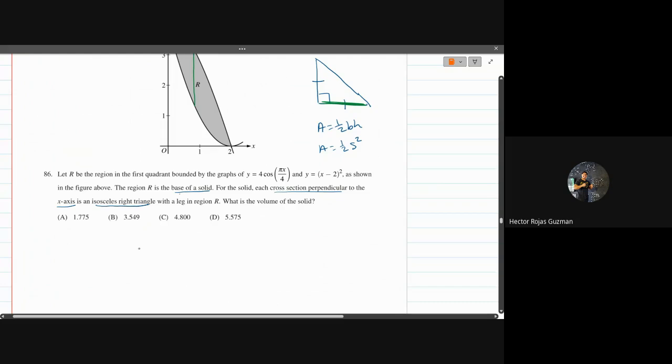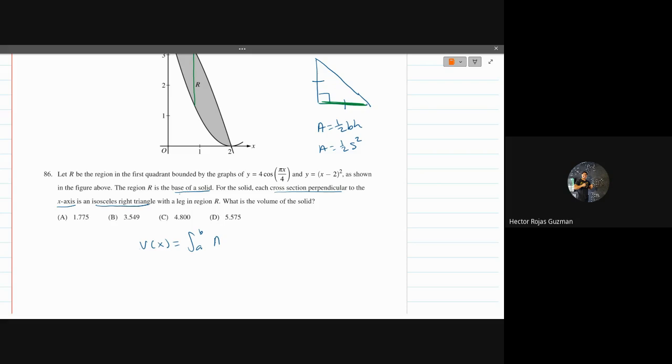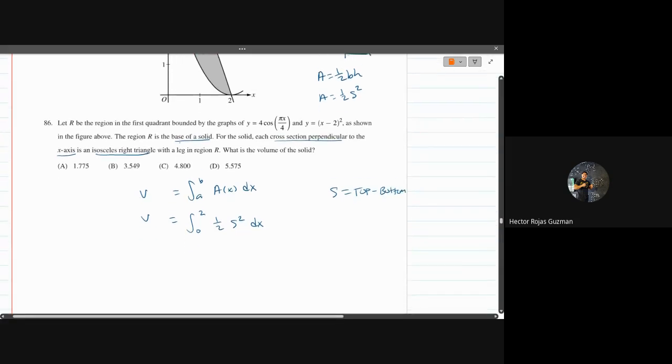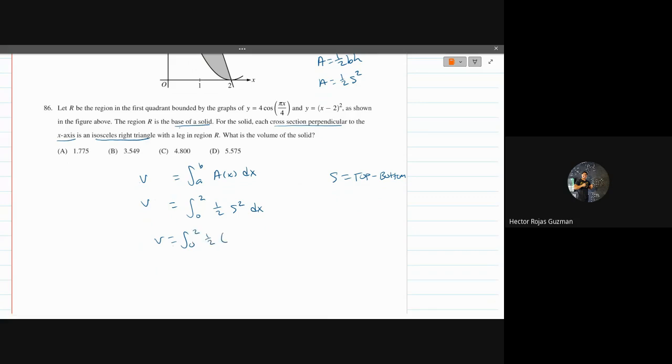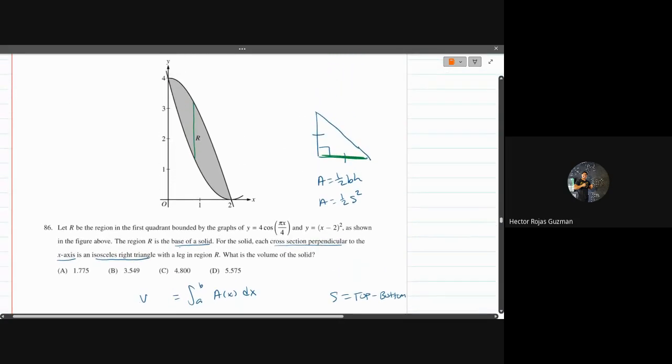What is the volume? Well, the volume is the integral from a to b of the area of the cross section. No, we're not making an equation, just V. Didn't we already say what the formula for the area is? It's 1/2 S squared. And how do you figure out the length of S? Top minus bottom. The volume equals the integral from 0 to 2 of 1/2. We just have to figure out which one's the top one and which one's the bottom one.